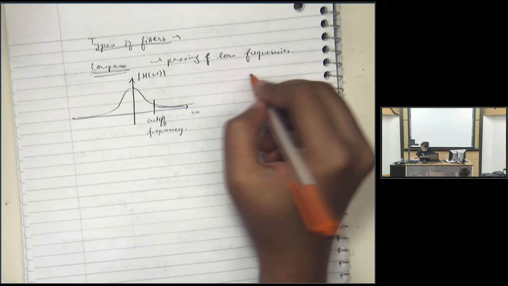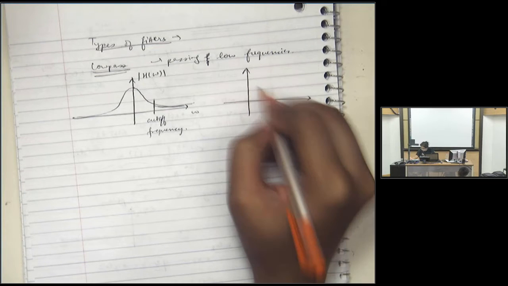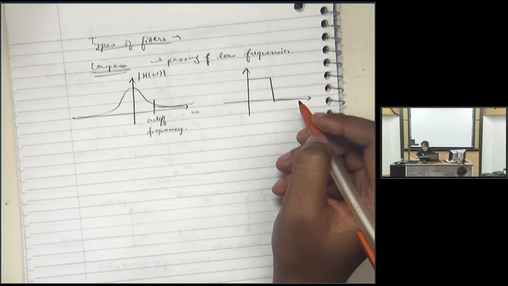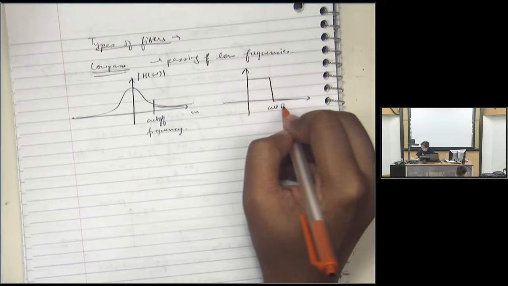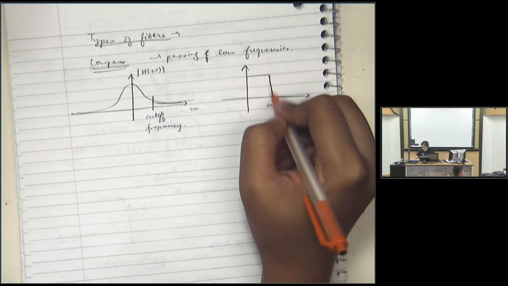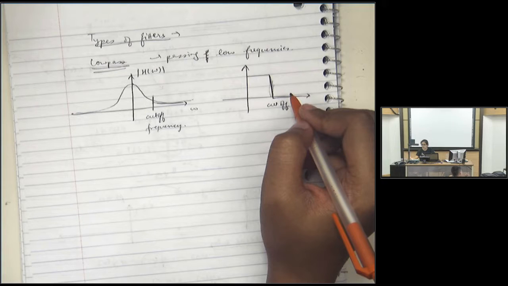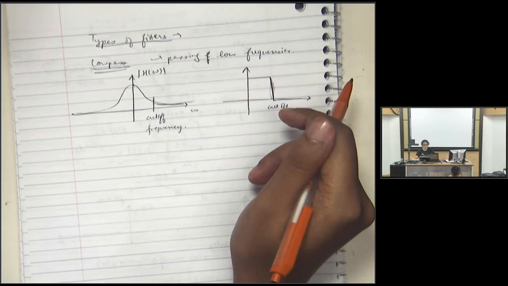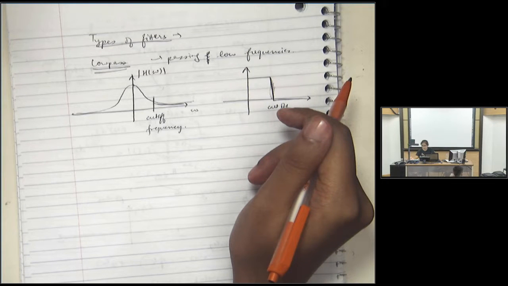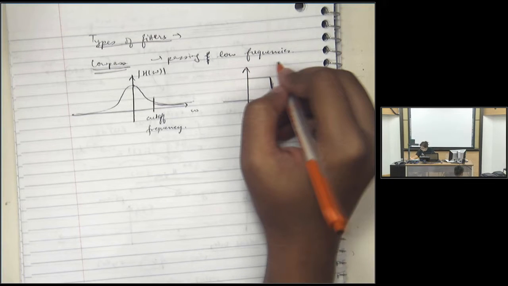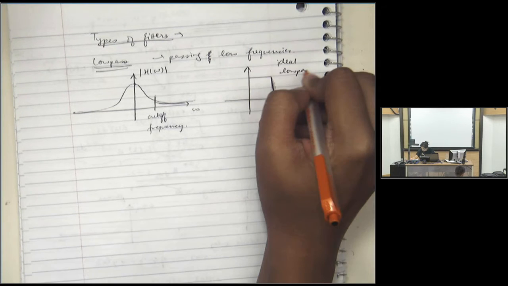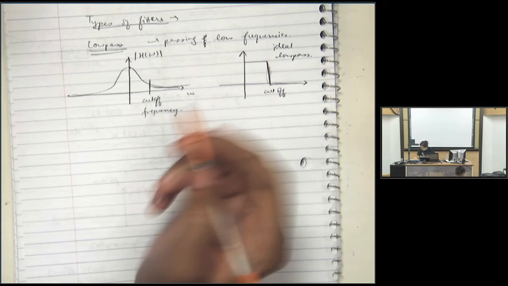So ideally, let's say ideally this should be like this, right? But we all know that we can't have such a sharp transition. It's not physically implementable. That's why we have a smooth roll-off instead of such a sharp transition. So this is my ideal low pass. All right. So low pass is done.